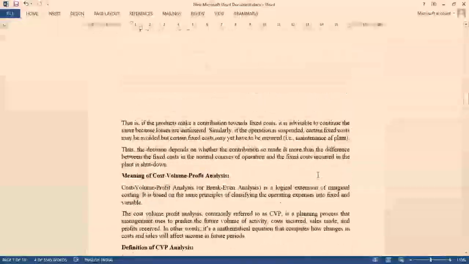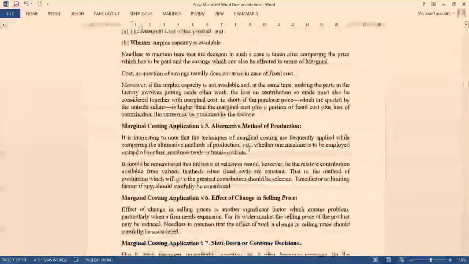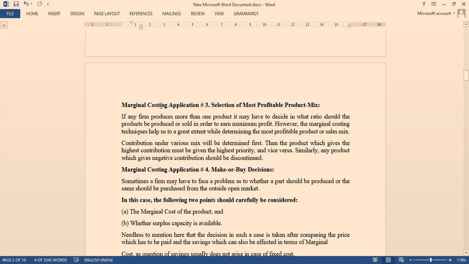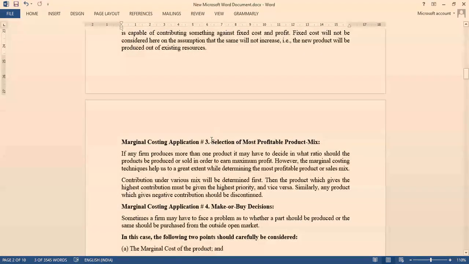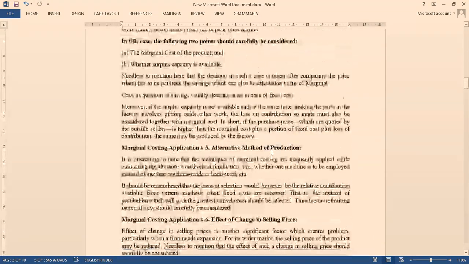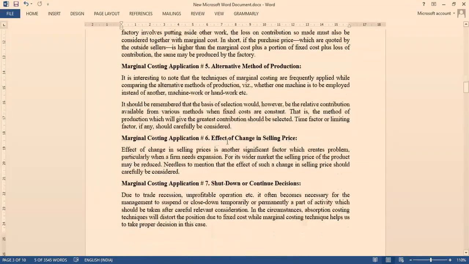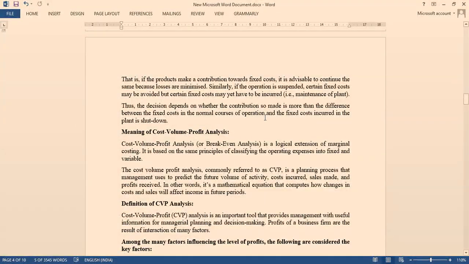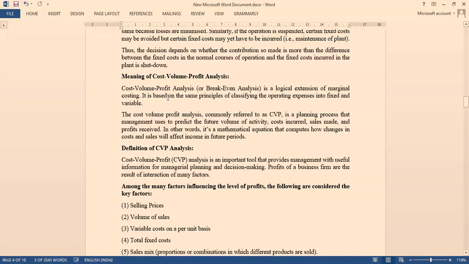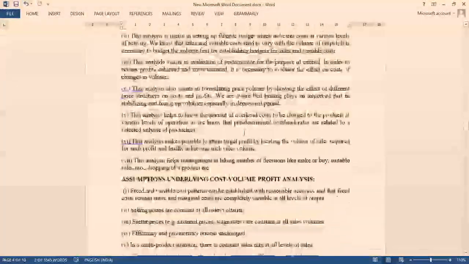I think in the previous class we had a lot of discussion related to marginal costing, and we discussed all the marginal costing applications, starting from the fixation of selling price, diversification of product, the selection of most profitable product mix, make or buy decisions, alternative methods of production, effect of change in selling price, and shutdown or continue decisions. We also dealt with cost volume profit analysis in previous classes.